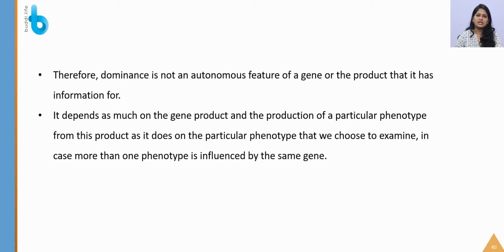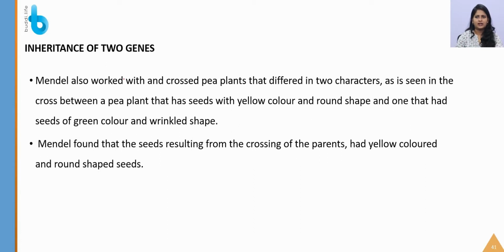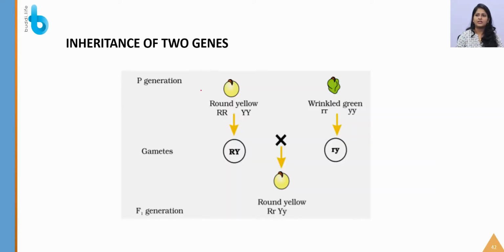So we have seen how one character is being inherited. Now we are going to see the inheritance of 2 genes together, and that is generally called a dihybrid cross. Here Mendel is taking 2 characters, which are the seed color and the shape of the seed. So one is the round yellow, which is dominant over the wrinkled green. So seed color and seed shape: round seed and wrinkled seed, yellow color and green color. You know which is dominant here is going to be expressed.